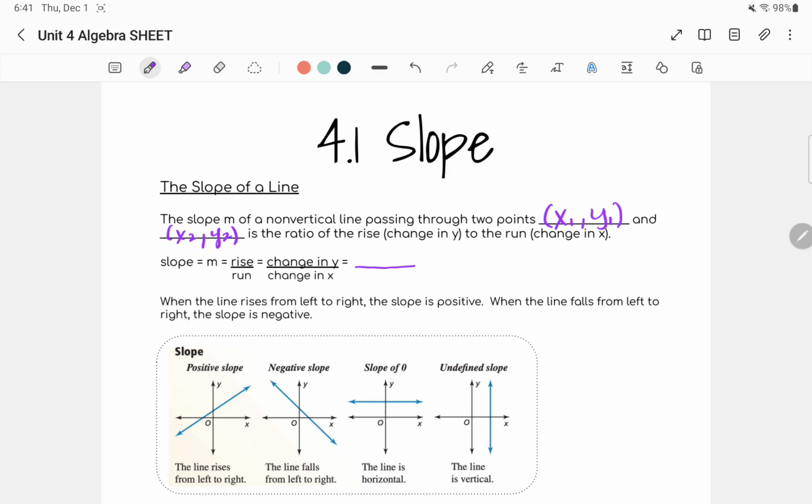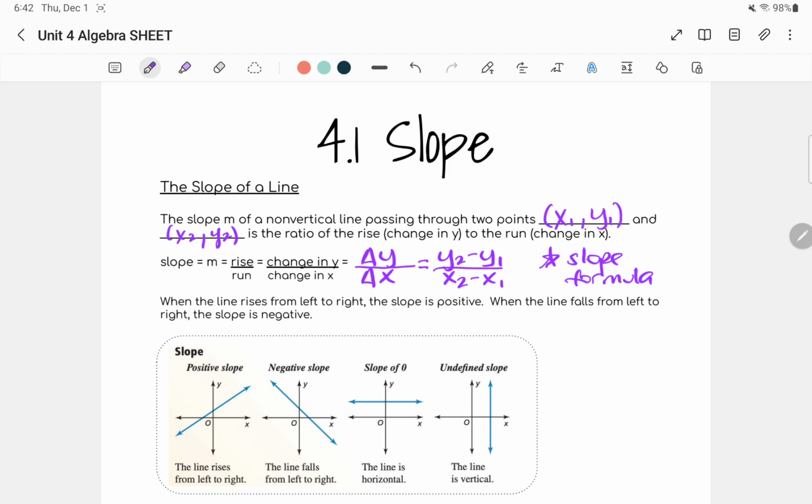So instead of writing the word change, we can use the delta symbol. That delta symbol means change. So change in y over our change in x. Okay. And then how do we think about that change? Well, if we're looking at 2 points, we are going to subtract them. So we're going to subtract our y2 minus our y1. That's going to be over our x2 minus our x1. And this is actually going to be our slope formula.